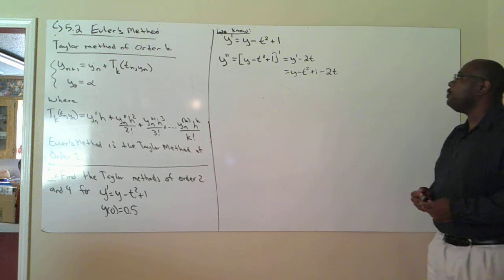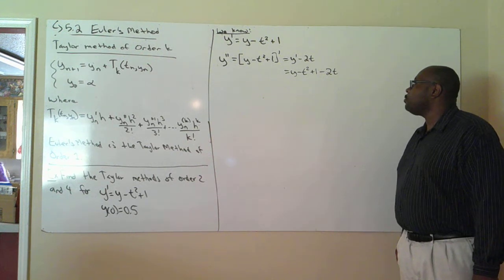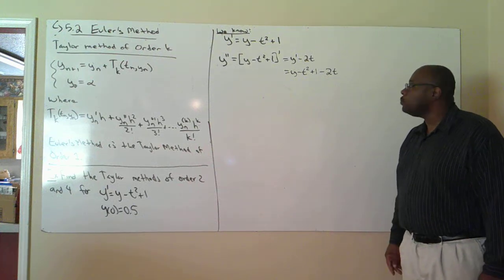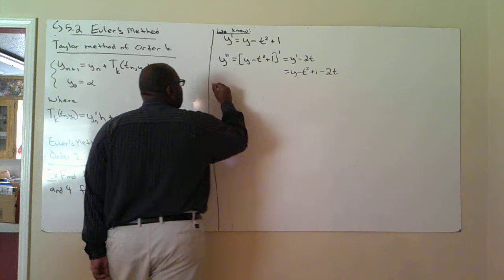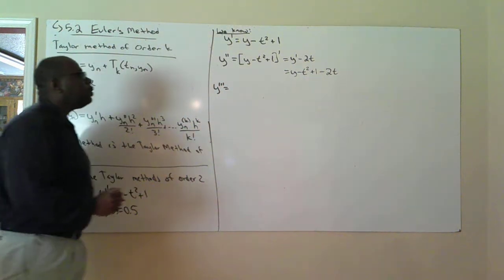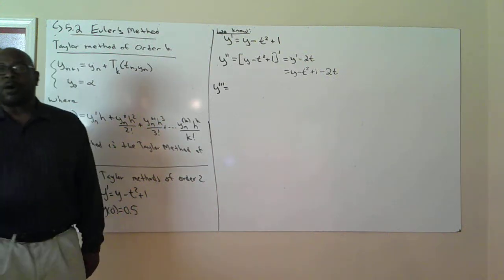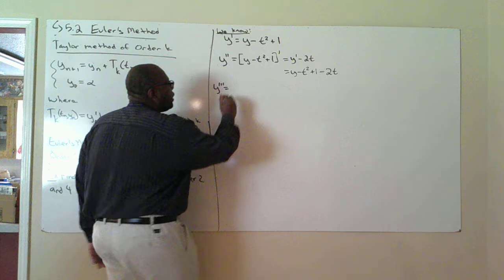So this is what we get when we find y double prime. We get y minus t squared plus 1 minus 2t. Okay. Well, now we need to find y triple prime. Well, what's y triple prime? Well, it's going to be the derivative of y double prime. What's the derivative of y double prime? Well, let's find out what that is.